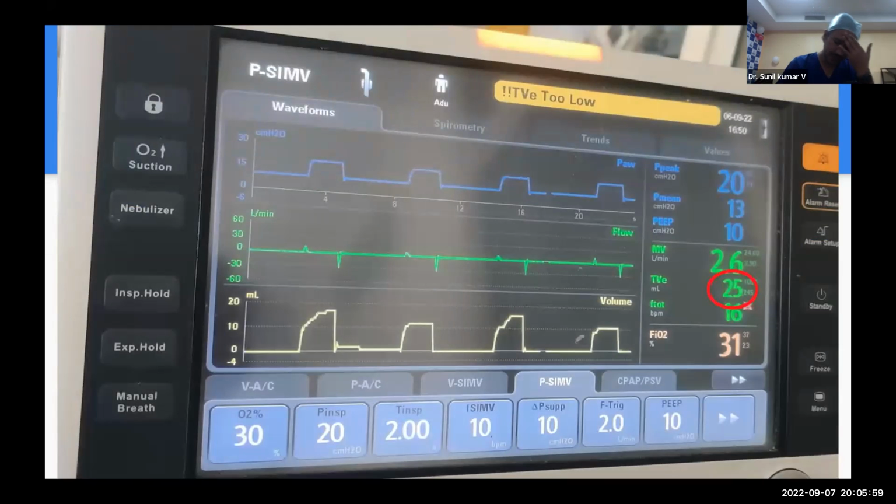This is a snapshot of our patient who has been connected. As you could see, the oxygen has been kept around 30%, PIP of about 20, frequency of about 10, pressure support 10, PEEP of 10, and you could see the tidal volume of about 25 is getting achieved. So we managed this case for about 20 days by repeated bronchoscopy, and gradually it improved to a certain stage.